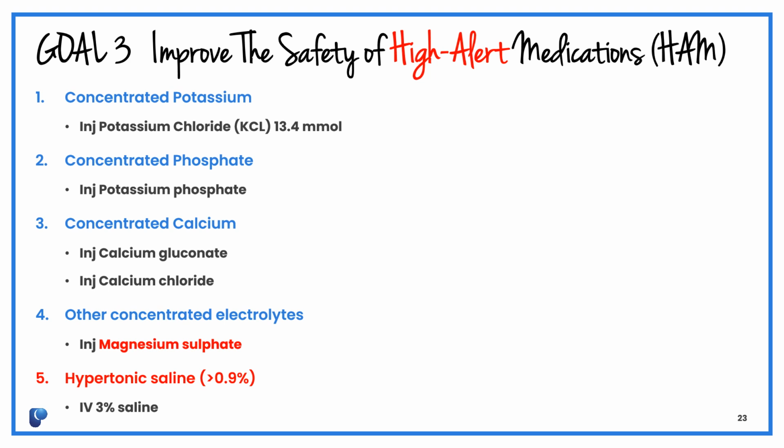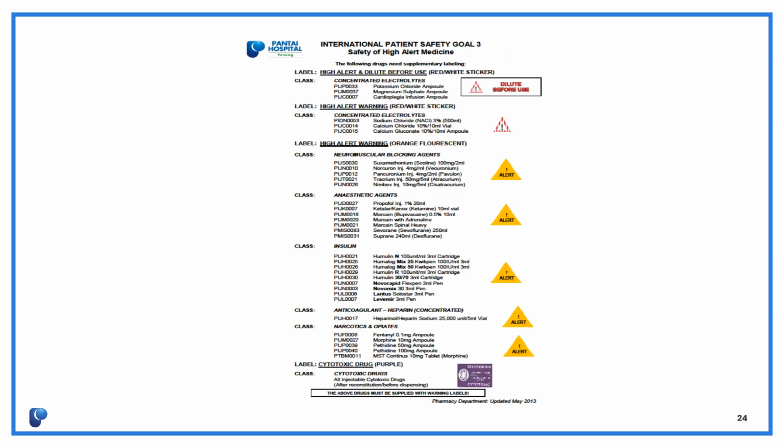Aside from that, we also have hypertonic saline. This is found in an IV drip bottle, which is 3% saline instead of the regular 0.9% saline. This poster here is the list of drugs and their color stickers that are found in our hospital. You may find this beside the high alert medication cabinet.